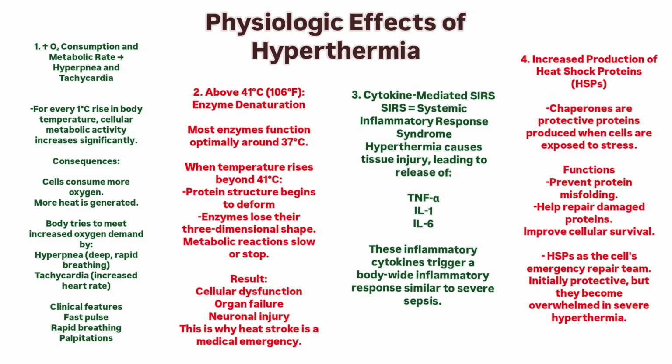Then there is increased production of heat shock proteins, that is chaperones. Chaperones, as we all know, are protective proteins produced when the cells are exposed to stress. The functions of chaperones include preventing protein misfolding. They help to repair the damaged proteins and improve cellular survival. So the HSPs are the cell's emergency repair team. Initially they are protective, but they become overwhelmed in severe hyperthermia.